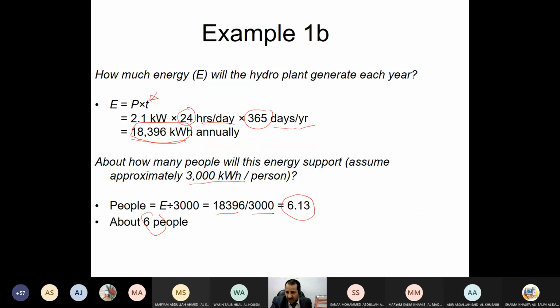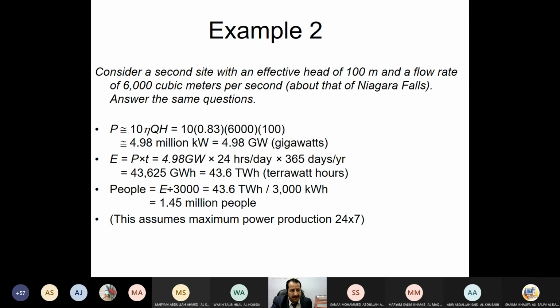This is a small system. Let's take another example, the same example but improved. Let's say we have a 100 meter height, and the flow rate is 6,000 cubic meters per second. This is the same information as Niagara Falls, between Canada and the United States. Now let's substitute with the same efficiency. I have Q, I have H. 4.98 gigawatts is the power production.